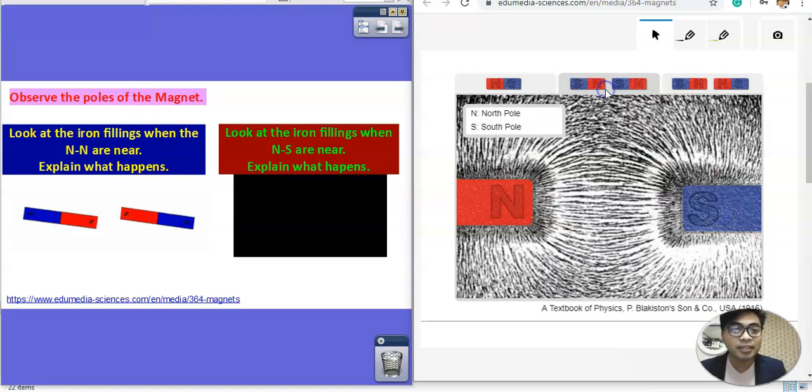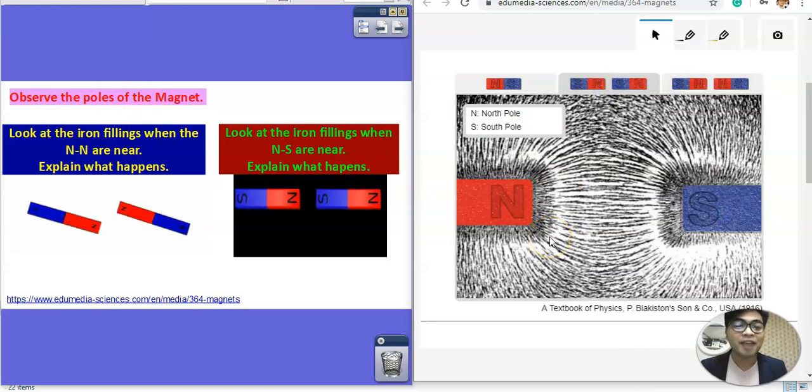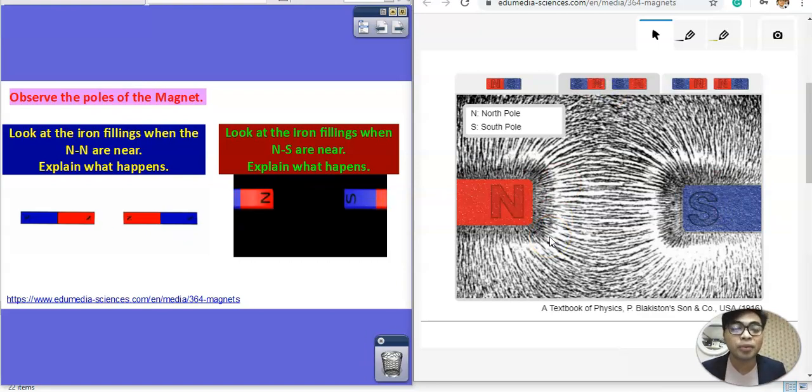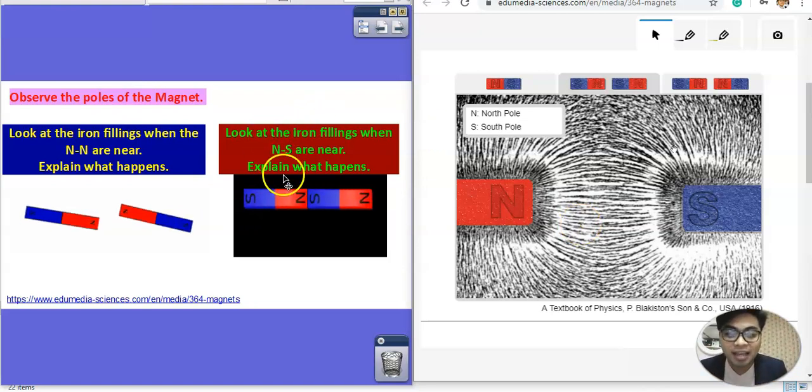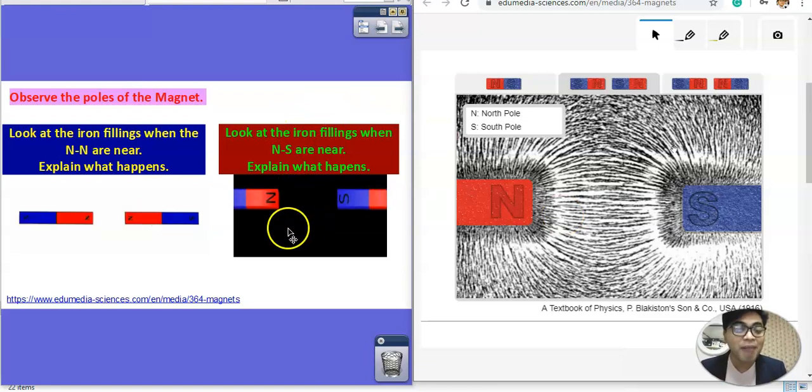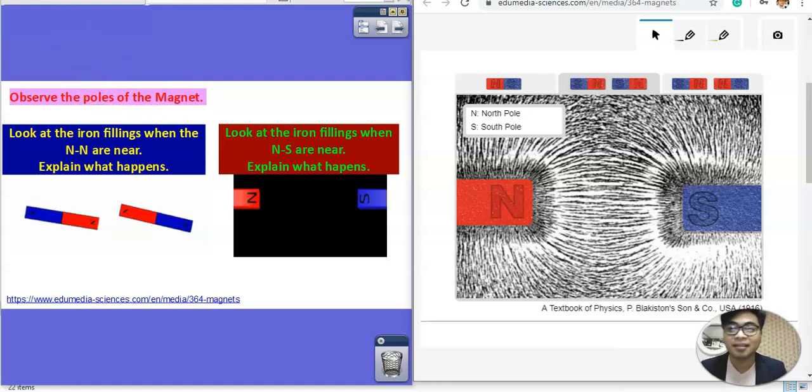However, if we put the iron filings on the ends where the north and south are near each other, try to see what's happening here with the iron filings. The iron filings tend to be deflected towards each other. And if you look here in the picture, what's happening is that the two magnets are attracted to each other. They go with each other.